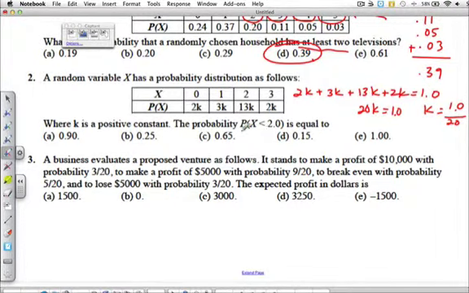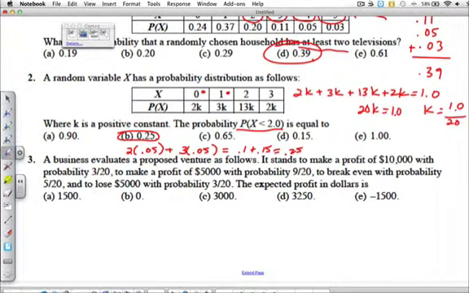So then, if I wanted to know the probability that X is less than 2, I have to add up the probability that X is 0 plus the probability that X is 1. So that's going to be 2 times 0.05, or 2K, plus 3 times 0.05, or 3K, and that's actually equal to 0.1 plus 0.15, which is my correct answer of 0.25.